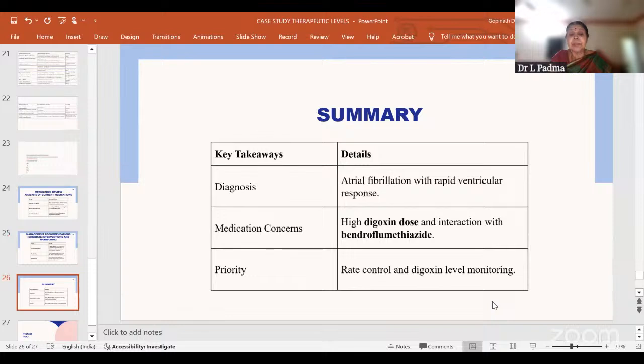So, in summary, what are the key takeaways? The diagnosis is atrial fibrillation with rapid ventricular response. Medication concerns are high digoxin dose and interaction with thiazides. The priority is rate control and digoxin level monitoring. These are the priorities we needed in that case study.